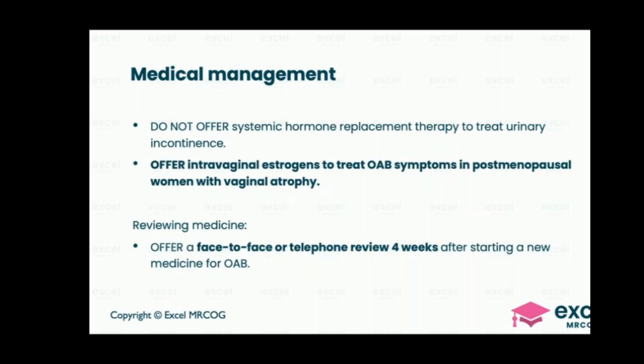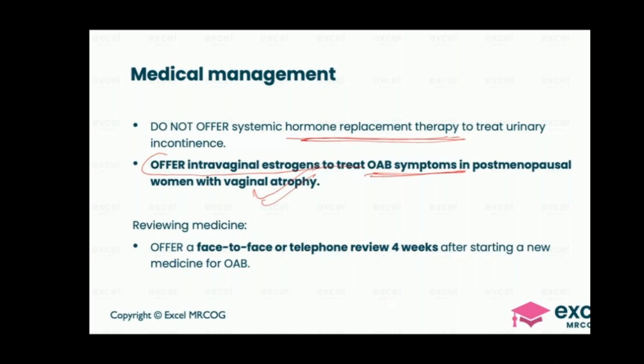Then, you do not offer hormone replacement therapy in urinary incontinence, but you offer intravaginal estrogen therapy to treat symptoms of OAB. So if she is postmenopausal and comes to you with frequency, nocturia, and urgency, having to rush to the loo, and you have ruled out urinary tract infection, you can consider vaginal estrogen for her, because there may be atrophy.